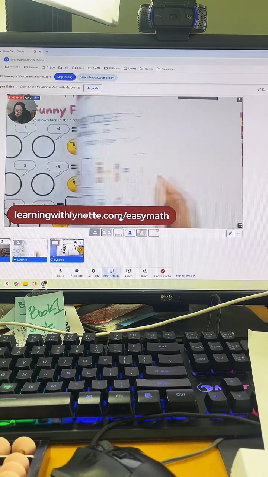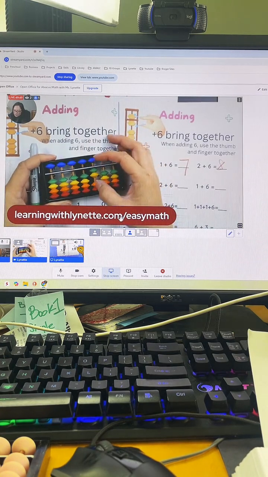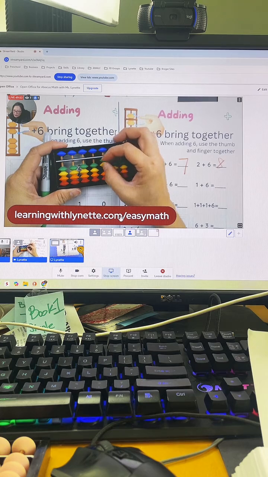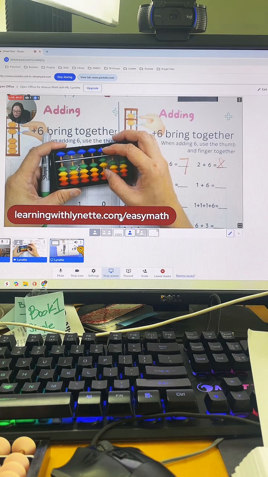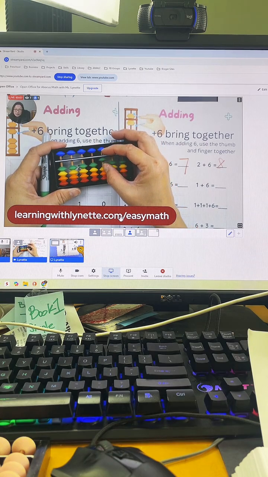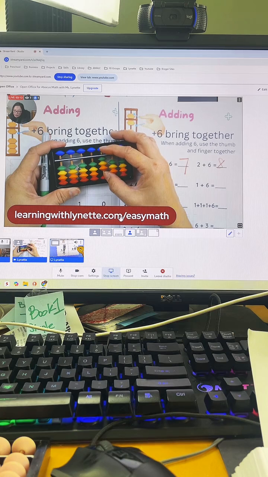The formula happens after the preschool one. So we have +5 and then +6. So we're adding 6. We have 2 + 6. They need to know that it's 1 bead on top and 1 bead on bottom, and you put them together like that. So that's 6.